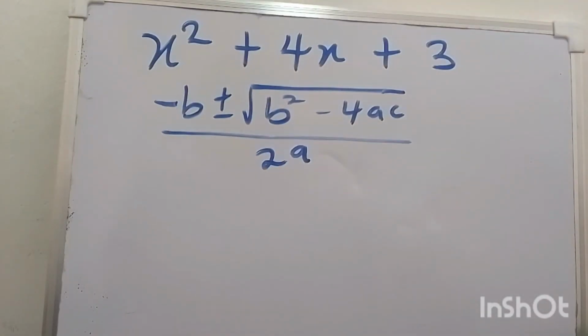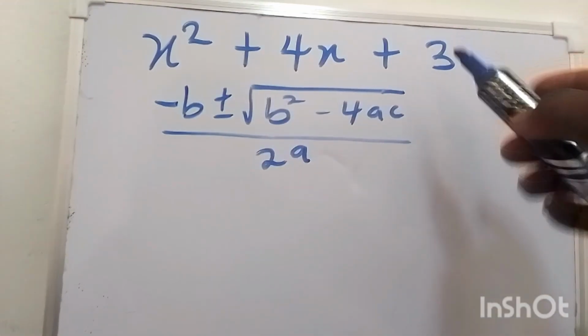Alright, we are going to look at this question using the quadratic formula. The quadratic formula states: x equals negative b plus or minus the square root of b squared minus 4ac, all divided by 2a. So this is the quadratic formula. But before we can solve this, we need to identify what a, b, and c are from this equation.